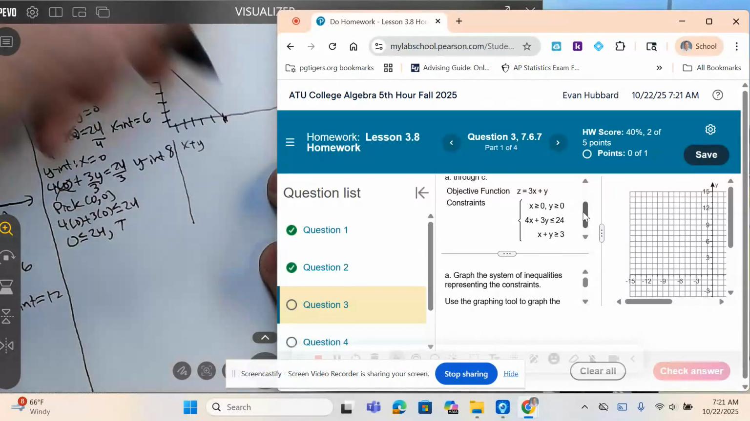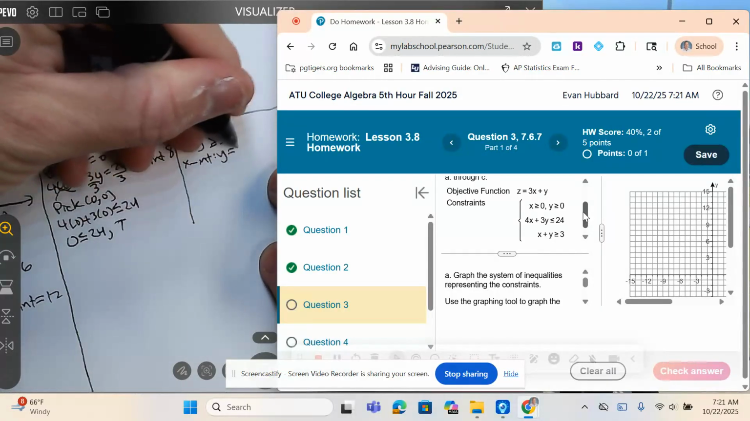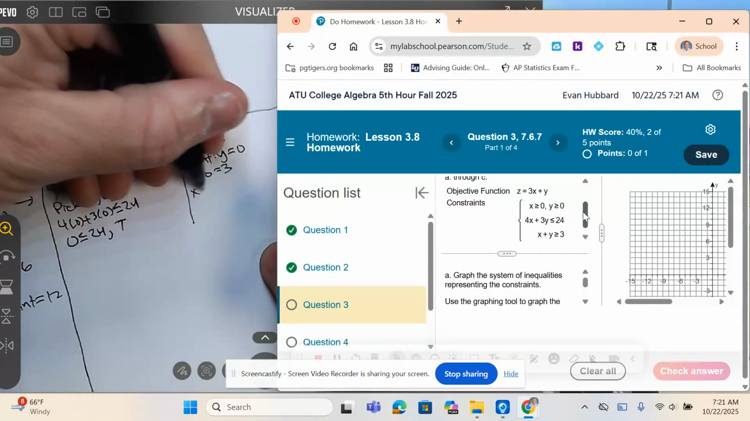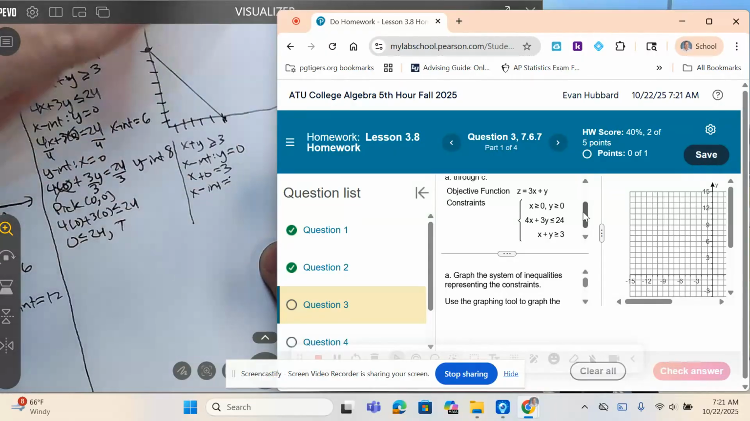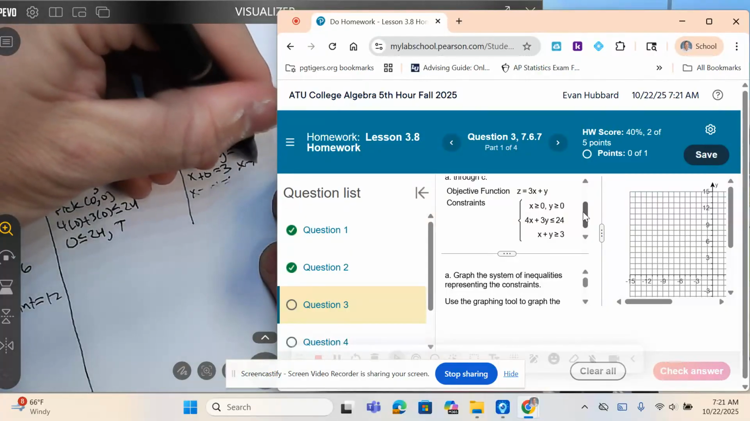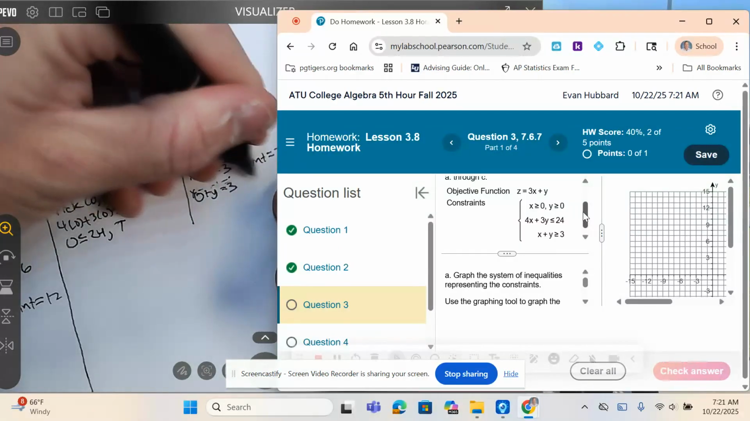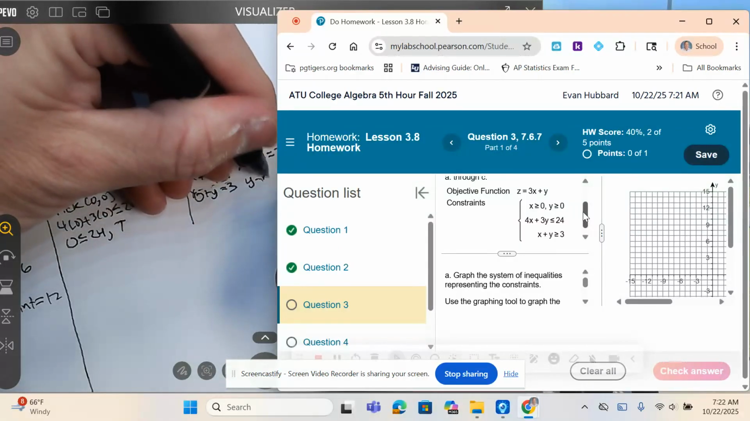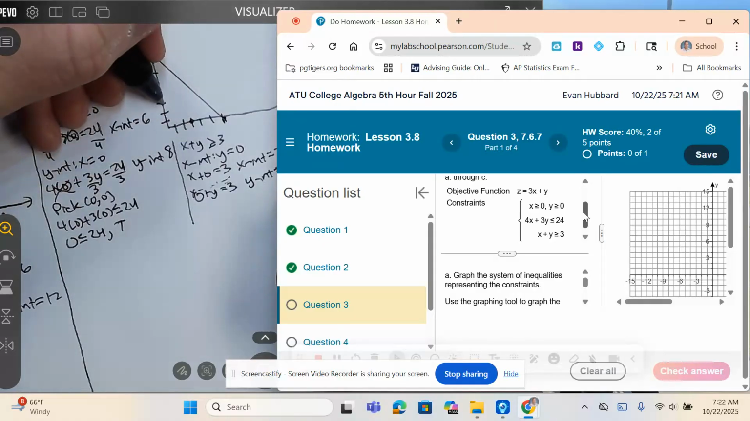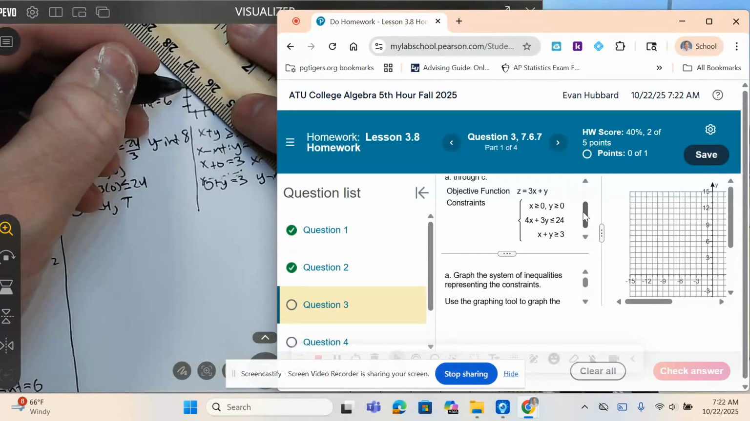Let's do the other one here. X plus y is greater than or equal to 3. So to find the x-intercept, make y equal 0. So x plus 0 equals 3. The x-intercept is 3. 0 plus y equals 3. The y-intercept is 3. So that's going to be this region.